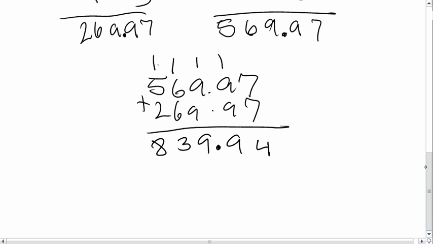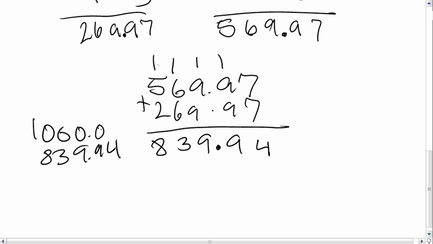And then you're going to come down and write it again. 839 point. But we are not done yet. Because remember, we're trying to find how much he gets back. And he paid with a $1,000 bill.